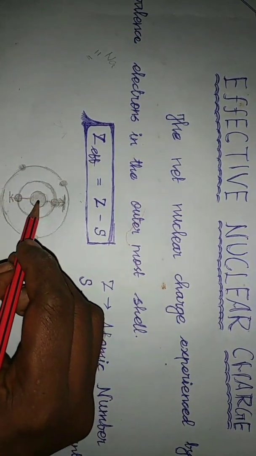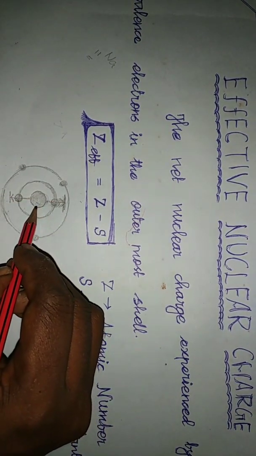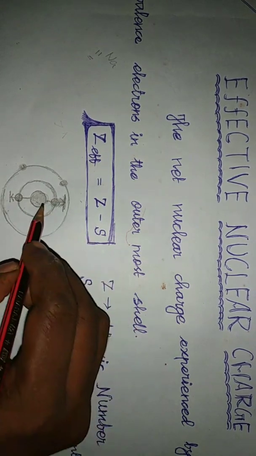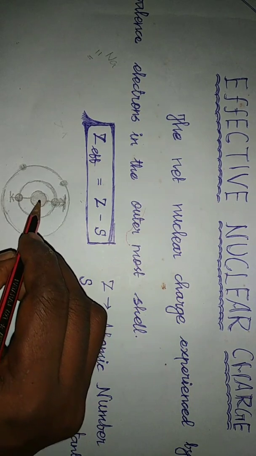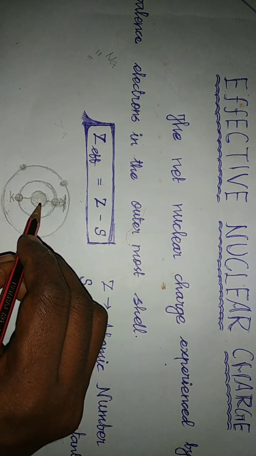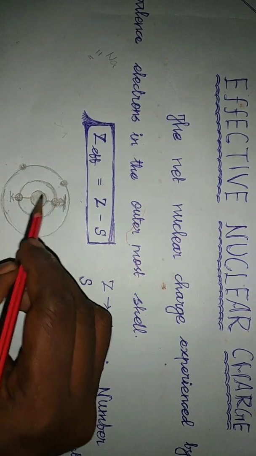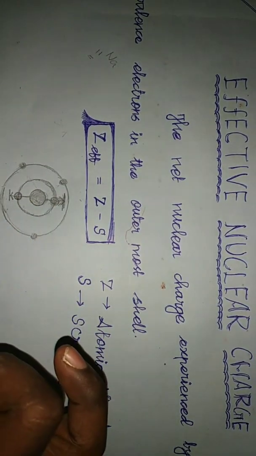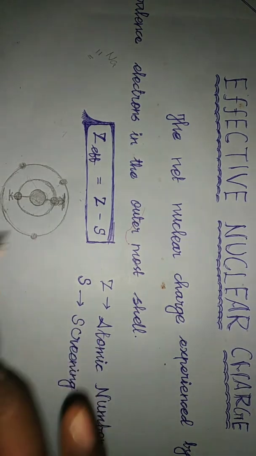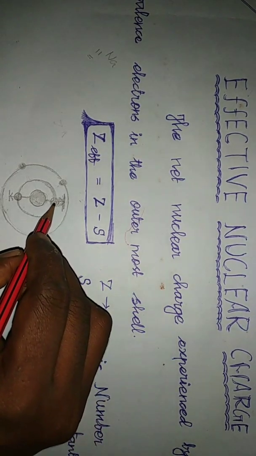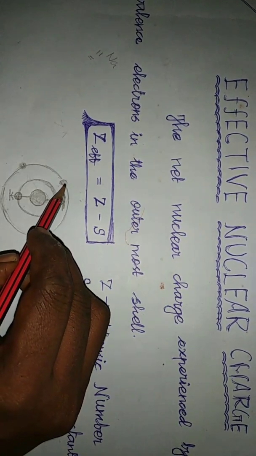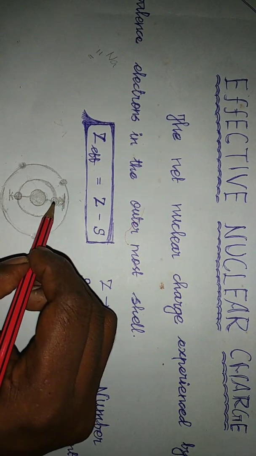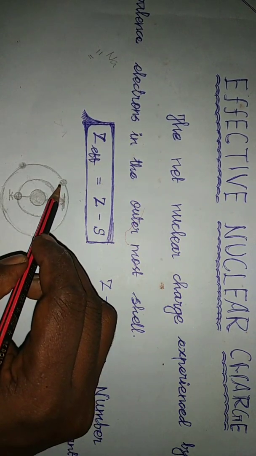Now we know that nucleus is positively charged because of the presence of protons, whereas the electrons are negatively charged. So this nucleus is giving out a certain amount of nuclear charge towards all the electrons. Its positive charge is spread through all the electrons, but the nuclear charge experienced by this inner electron will be higher than that of this outer electron. நியூக்ளியஸ்ல இருந்து கிடைக்கிற நியூக்ளியர் சார்ஜ் இந்த எலக்ட்ரானுக்கு அதிகமா கிடைக்கும், பட் இந்த எலக்ட்ரானுக்கு கம்மியா கிடைக்கும்.